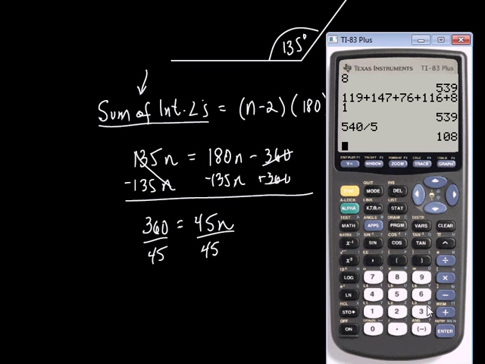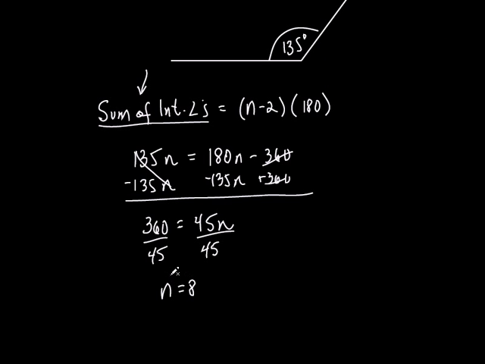It's 360 divided by 45, and that gives you 8. So n equals 8. What does that mean? That means there are 8 angles, which means that there are 8 sides. So this is an 8-sided figure. An 8-sided figure is called an octagon, all right? And that's what it would be.